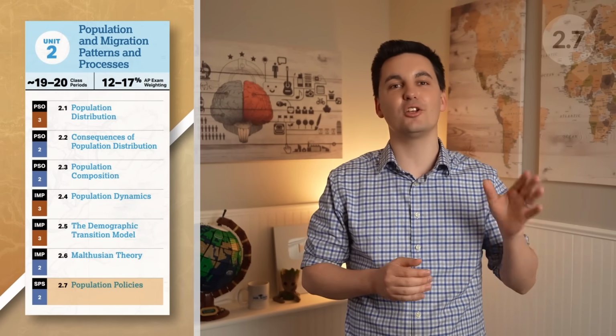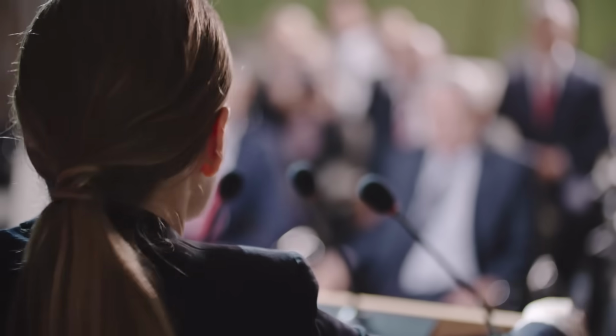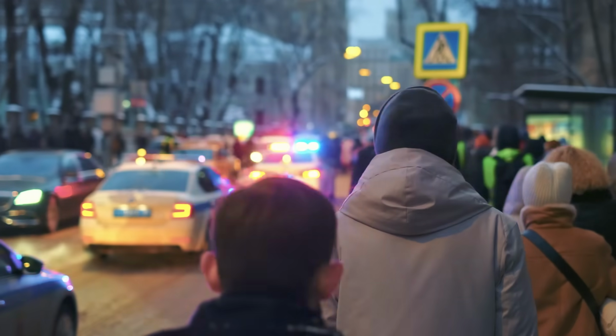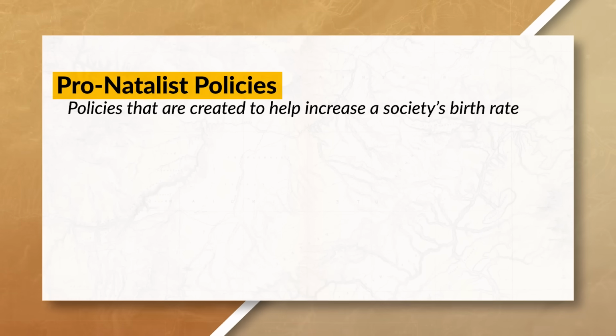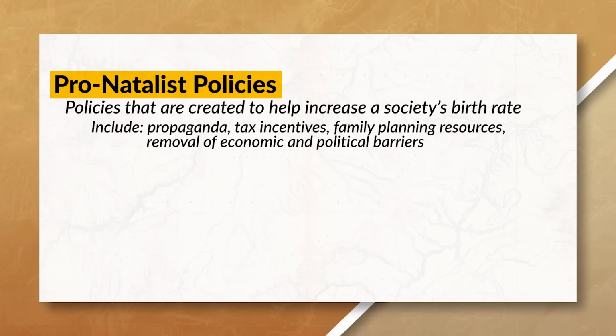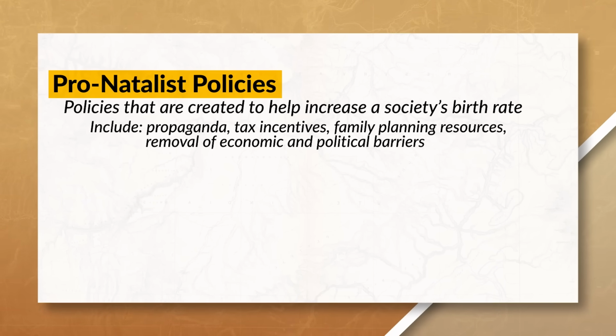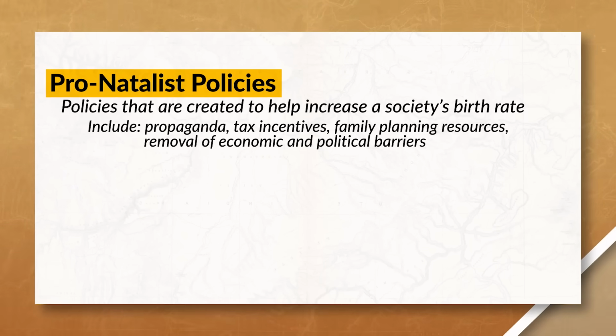All right, now we're going to be moving into 2.7 though, where we're going to be talking about governments and their ability to influence population. We can see that governments have the power to influence demographic trends and migration patterns, all by using various tools. We can divide government policies that impact population growth into two categories. Pronatalist policies are designed to encourage people to have more children and larger families. These policies often involve propaganda, tax incentives for families with children, resources for family planning, and the removal of economic or political barriers for families.